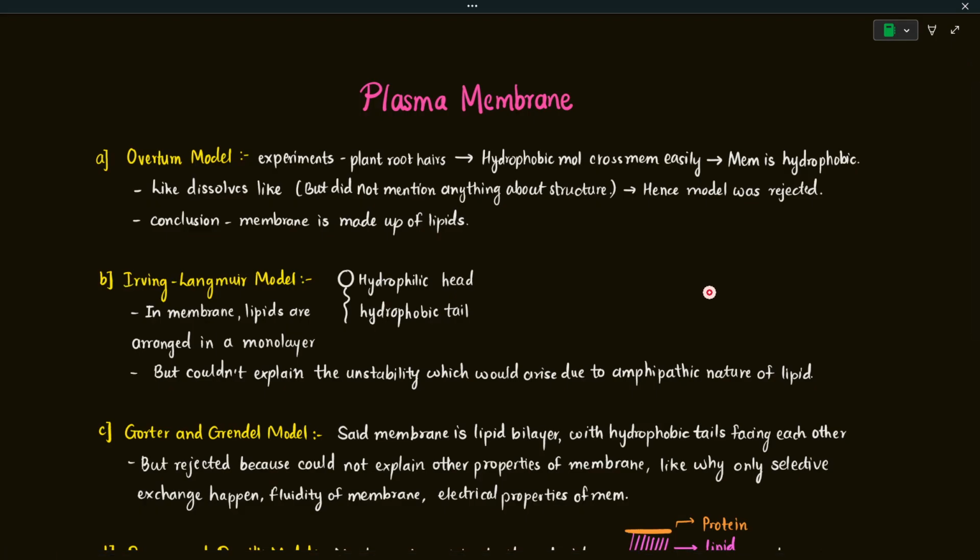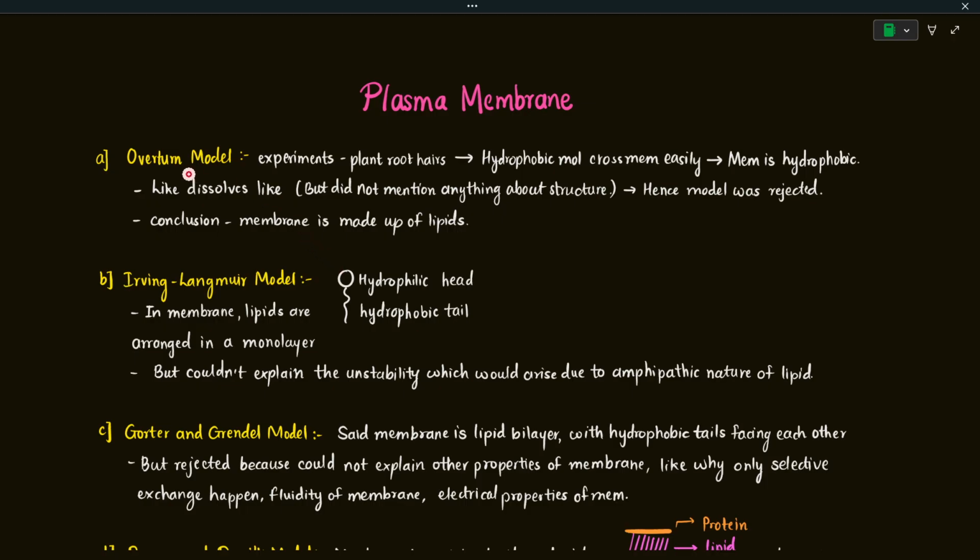Today we'll be only discussing the different models that gave us an idea about the composition of the plasma membrane and its structure. Today's discussion is kind of a history lecture, where we will be going through the different ideas that were given by different researchers at different points of time about what kind of structure the plasma membrane could possibly have. So let's get started with the lecture.